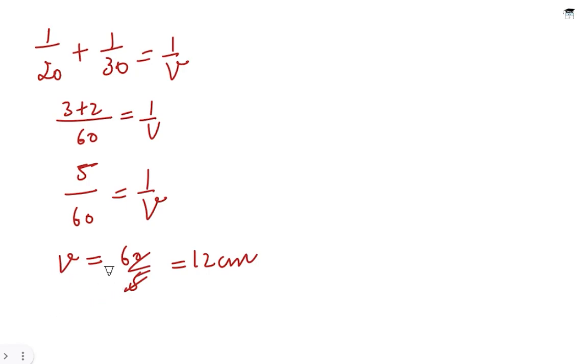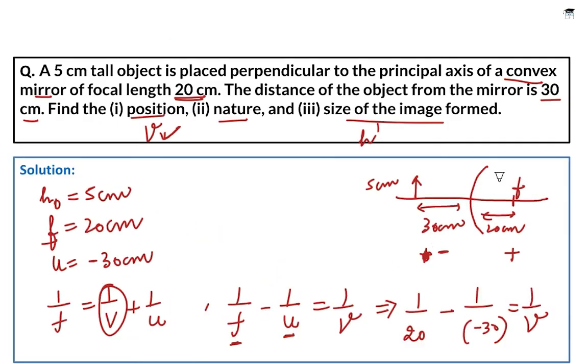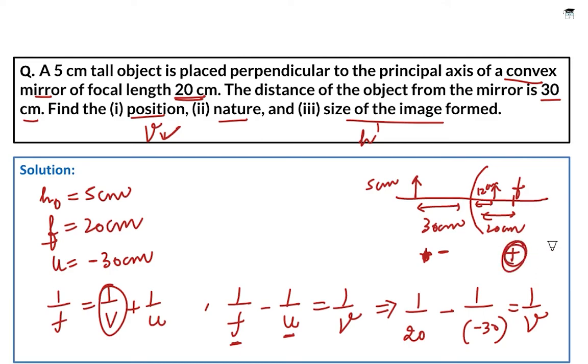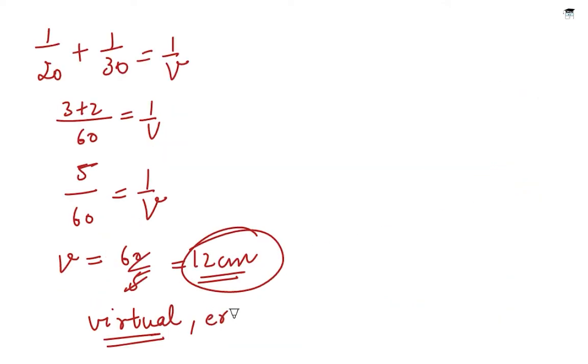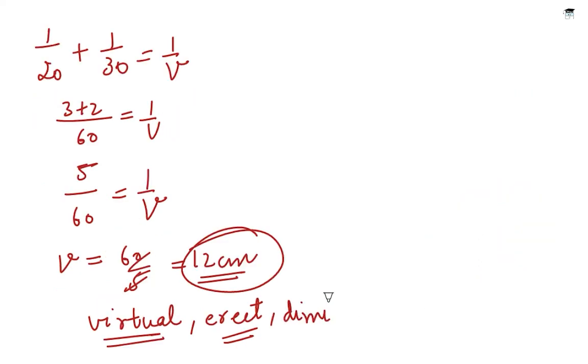So the distance of the image is 12 centimeters and it is positive, which means the image is virtual, which means it is formed behind the mirror. See, so the image will be formed here somewhere at 12 centimeter distance. V is positive, which means the image is in this direction, because distances in this direction are positive. So the image formed behind the mirror is virtual, and it is going to be erect because virtual images are erect. And in case of a convex mirror, if you remember, the image formed is always diminished, so it is going to be diminished.